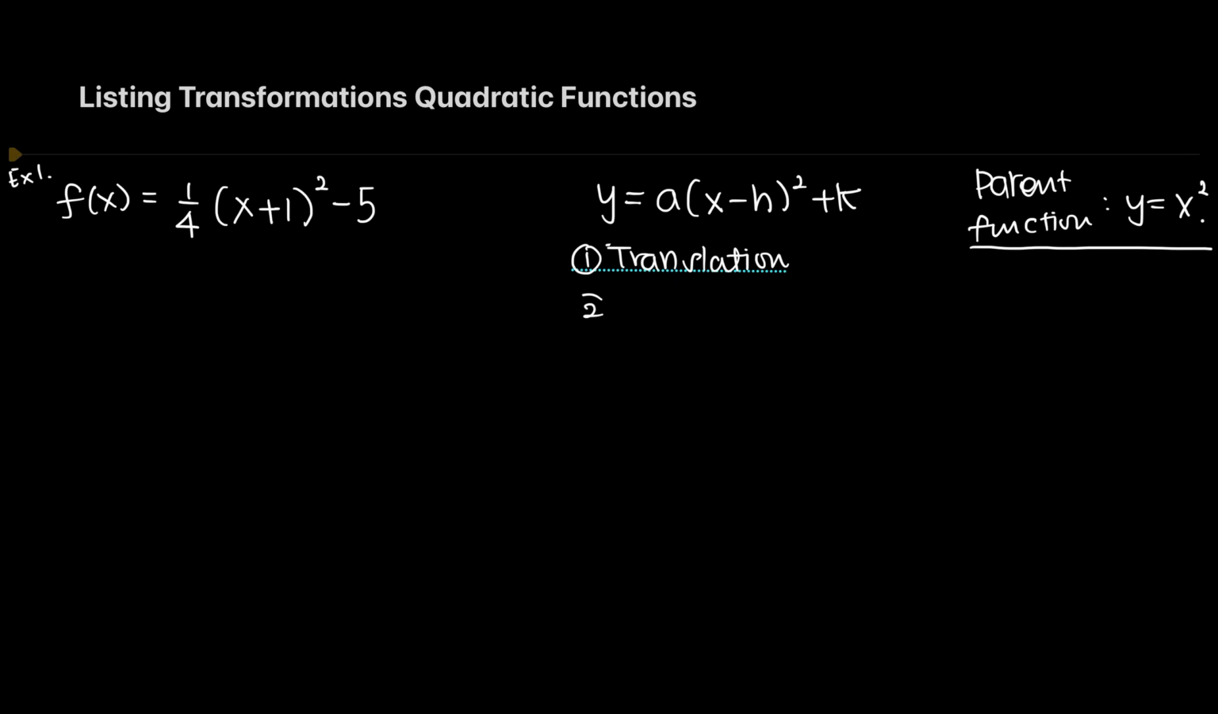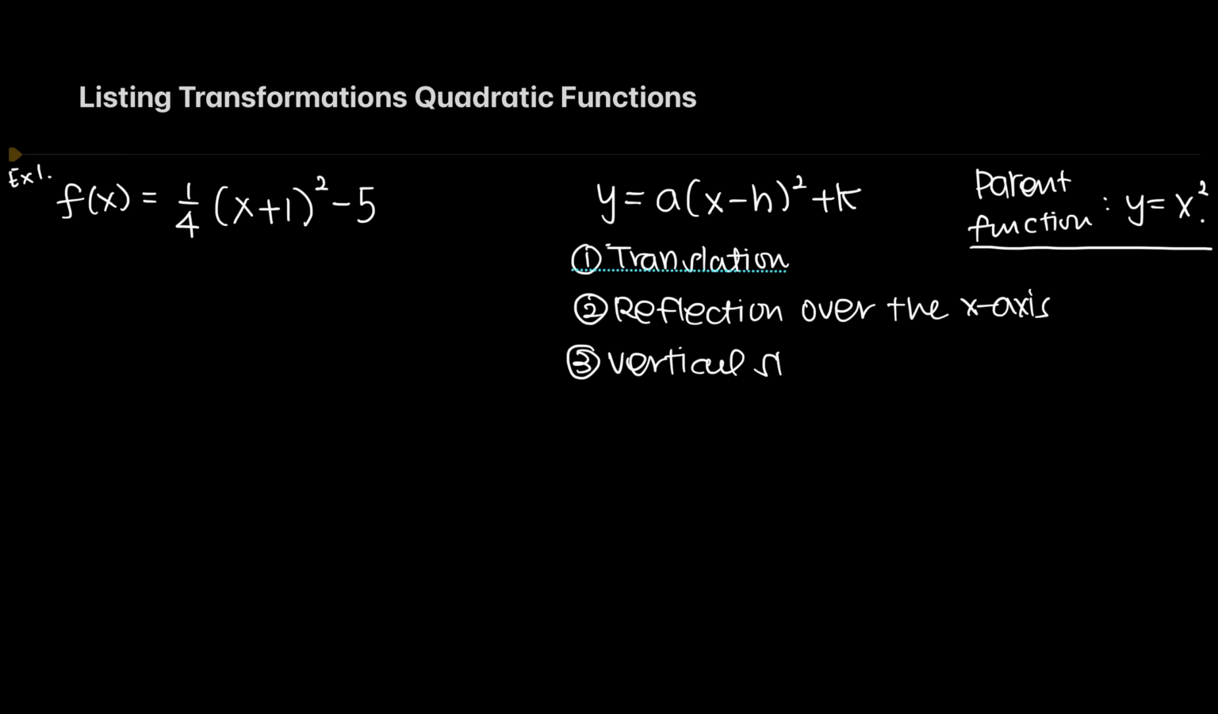Second one is the reflection over the x-axis. Number 3 is vertical stretch or vertical compression. Okay, we're always going to be checking for three things. So let's get into it.